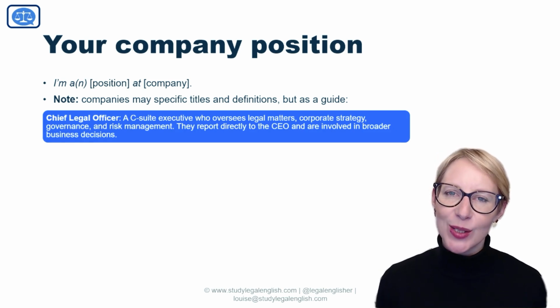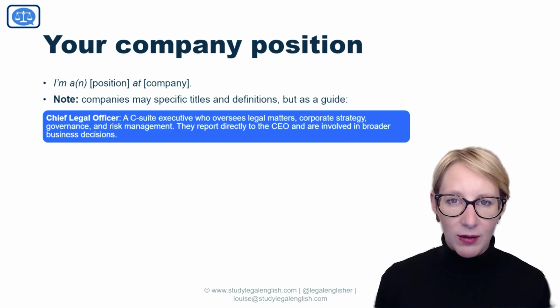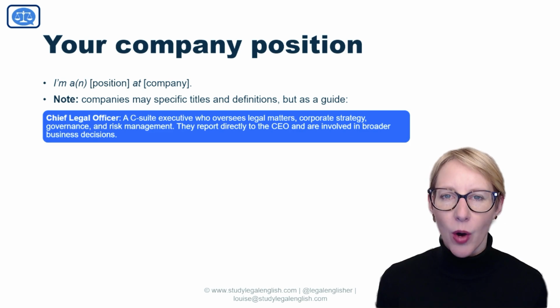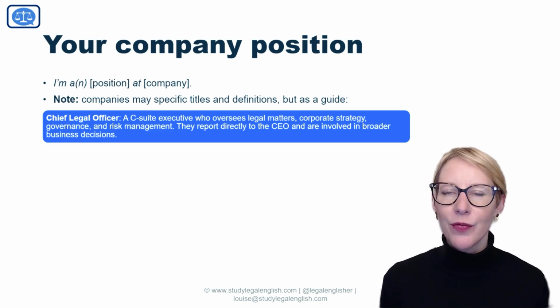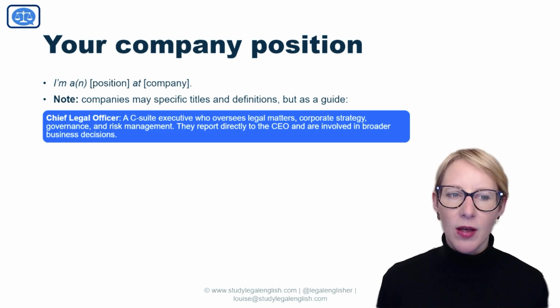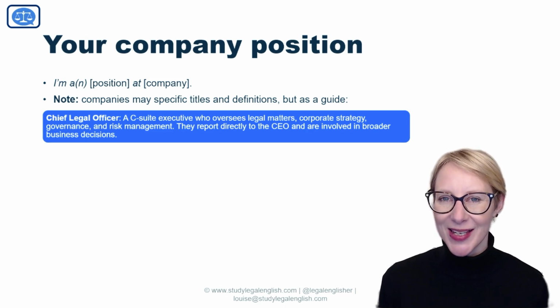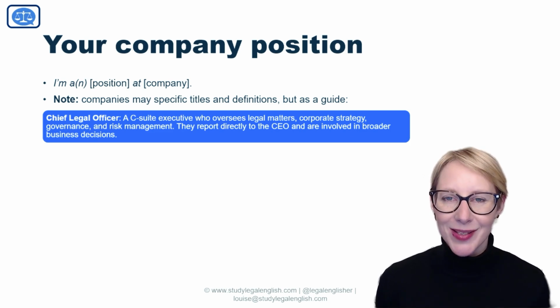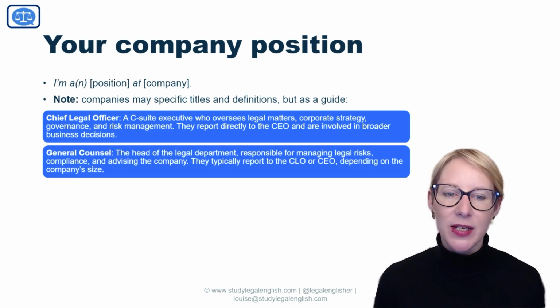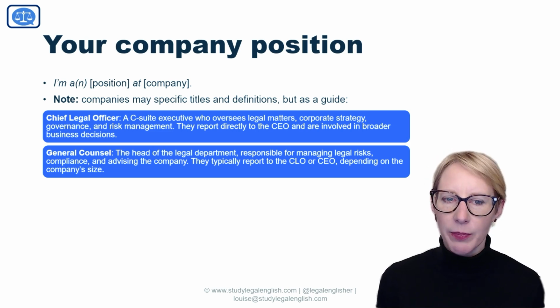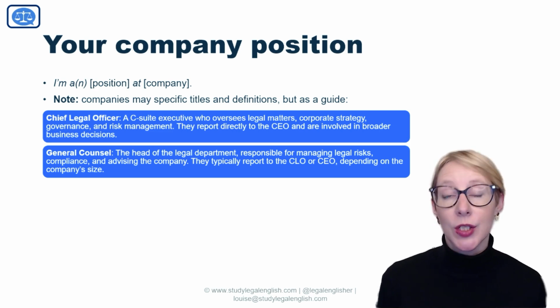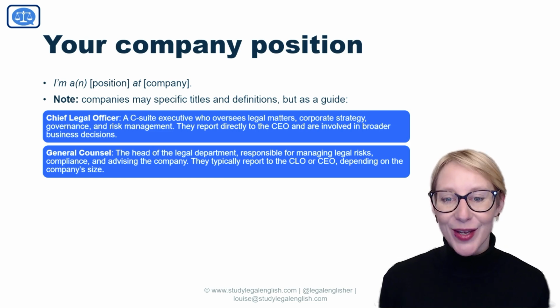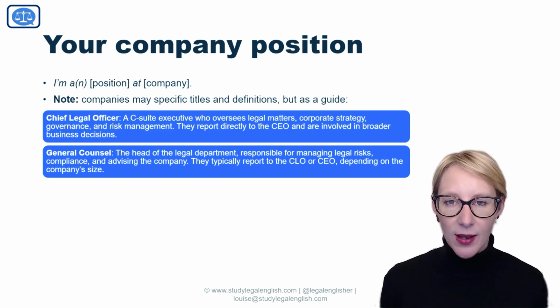This is a C-suite executive, meaning they're at the chief level, the operating level of the company. They oversee legal matters, corporate strategy, governance, risk management for the company. They report directly to the CEO, the chief executive officer, and are involved in broader business decisions. General counsel is the head of the legal department. They're responsible for managing legal risks, compliance, advising the company. They typically report to the chief legal officer or the chief executive officer, depending on the company's size.